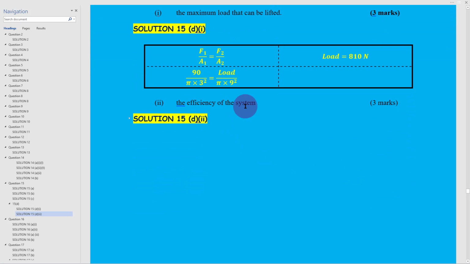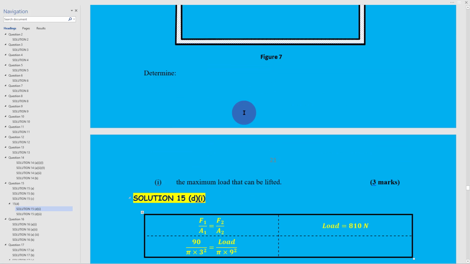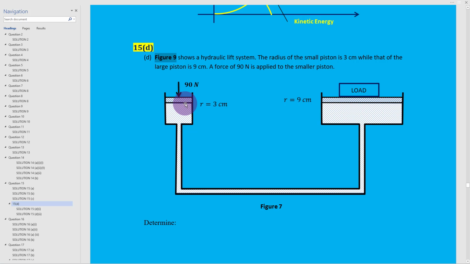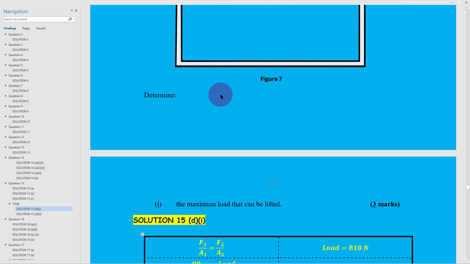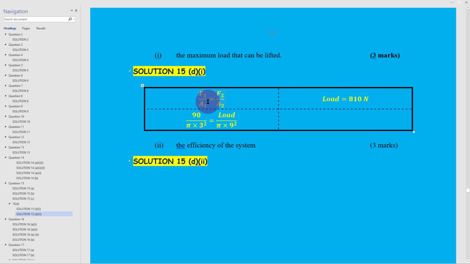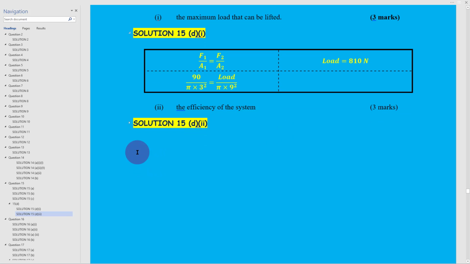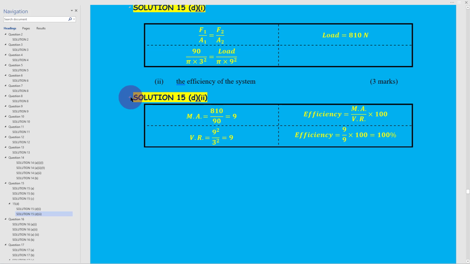We are required to calculate the efficiency of the system. I've already said that for us to determine the efficiency of the system, we need to get the velocity ratio, which is the distance moved by the effort, or the effort piston, divided by the distance moved by the load. That will be the velocity ratio, while the mechanical advantage is load over the effort. And you can see we've already gotten our load, 810. The effort is 90, so we can get the mechanical advantage directly from there. So let's look at the solution. Mechanical advantage is equal to 9.